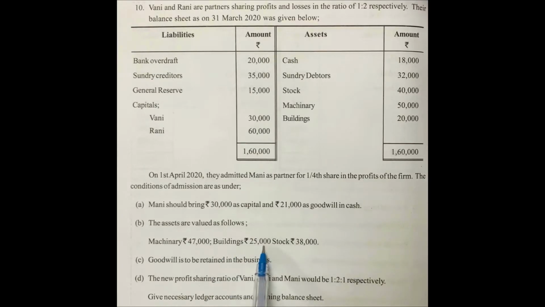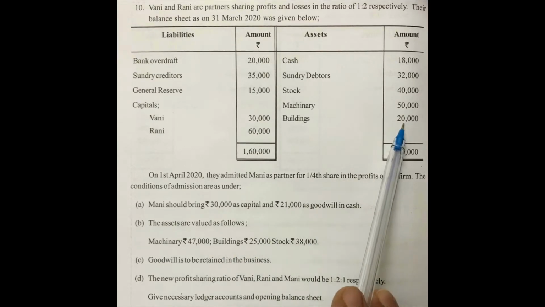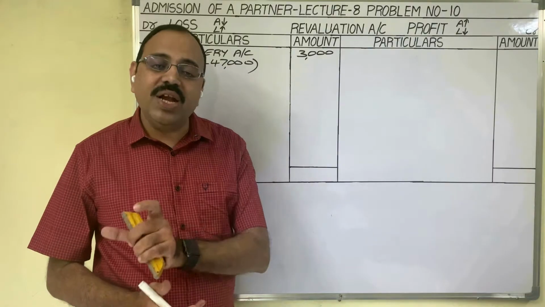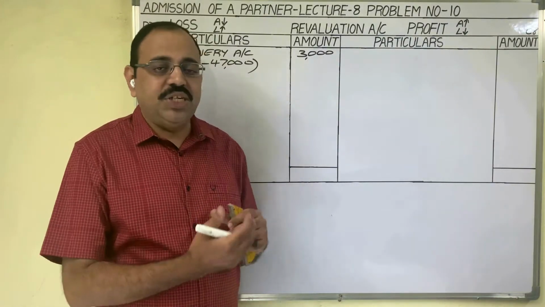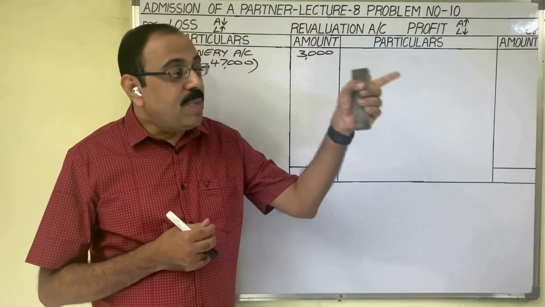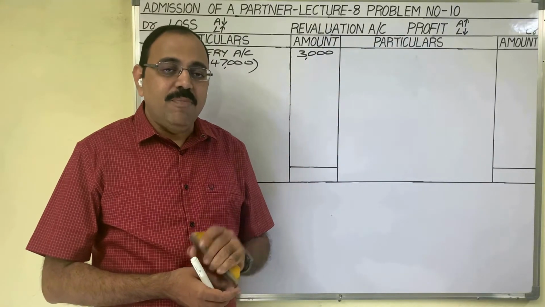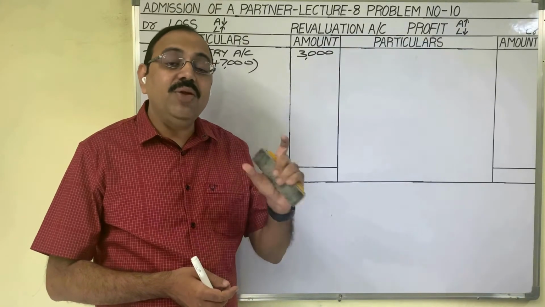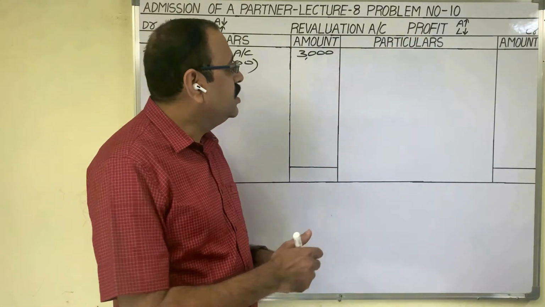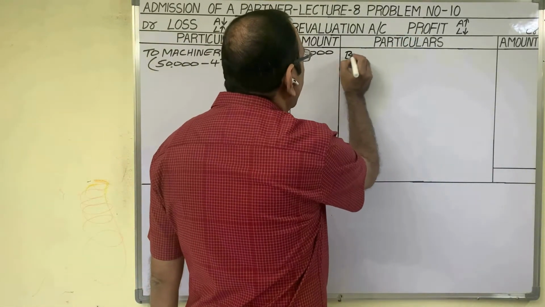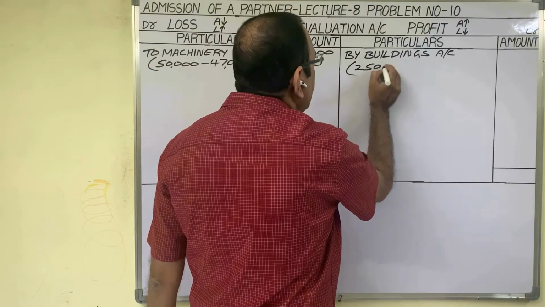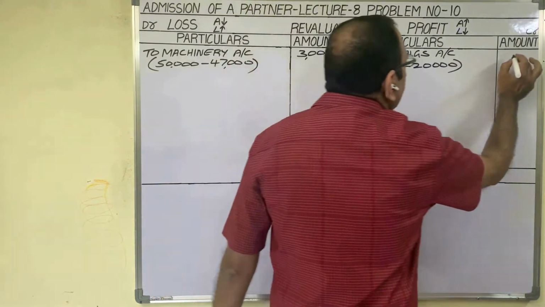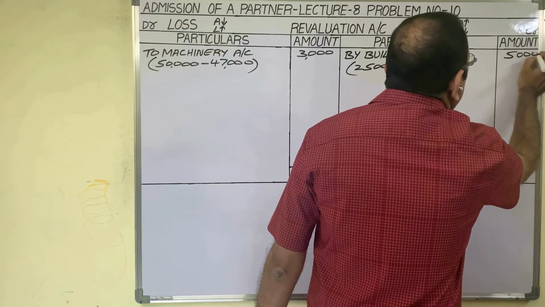Next, the building's market value is 25,000 rupees and the building's old balance sheet value is 20,000 rupees. In the old balance sheet, the building's value is given as 20,000 rupees. In revaluation, old partners came to know that its market price is 25,000 rupees. Market price is increased by 5,000. Building is an asset, its value is increased. It is a profit. Credit side, by buildings account, market value 25,000, old balance sheet value 20,000. Building value is increased by 5,000, which is a profit to us.